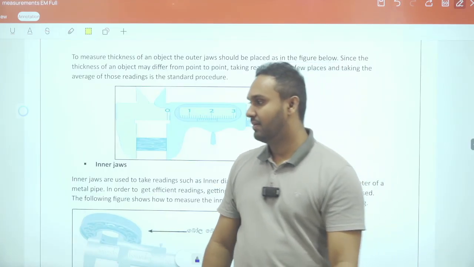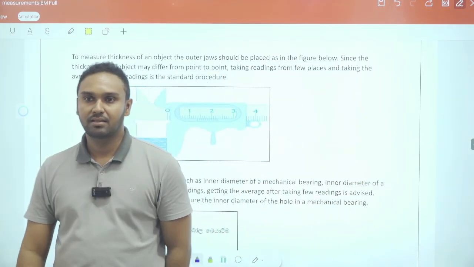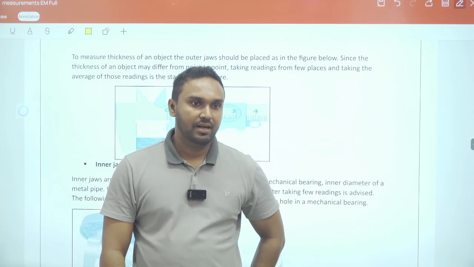Before measuring, when you have the vernier caliper in your hands, there are things that you should check.